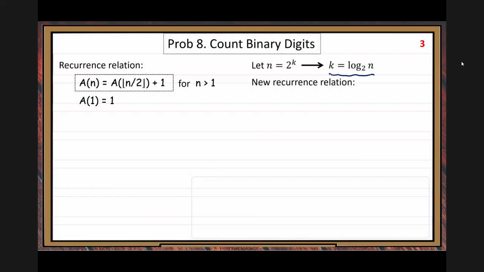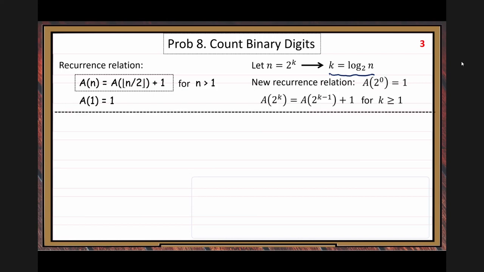Then, let us rewrite our recurrence relation. This time, we want a version without floor function. All right, so the first one, a of 2 to the k on the left-hand side, and on the right-hand side, a of 2 to the k minus 1 plus 1, the first equation.